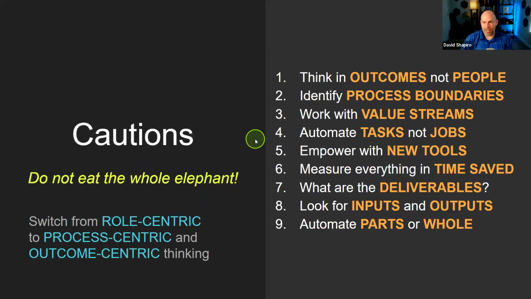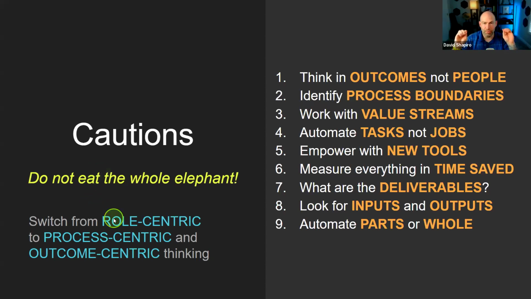So, with all that being said, there's a lot of cautions here. The biggest caution overall is do not eat the whole elephant. This is why I said automate one thing and automate it well. You're not going to automate an entire job. You're not going to automate an entire department. You're going to automate specific value streams or specific work outcomes.